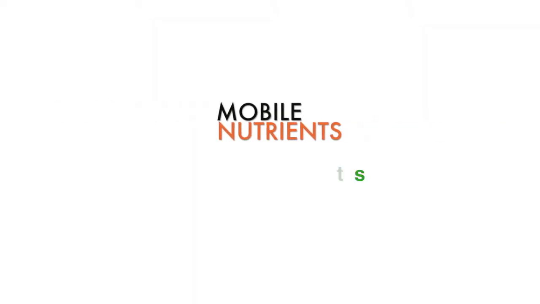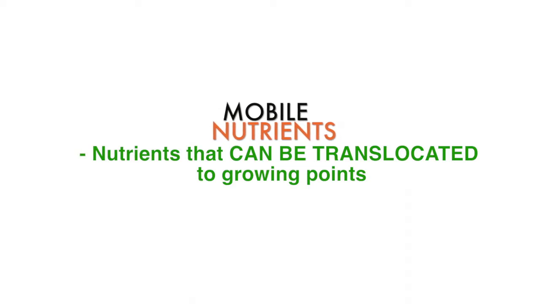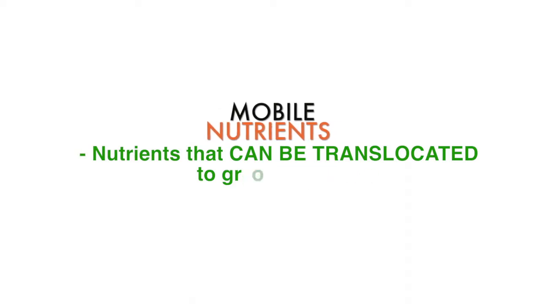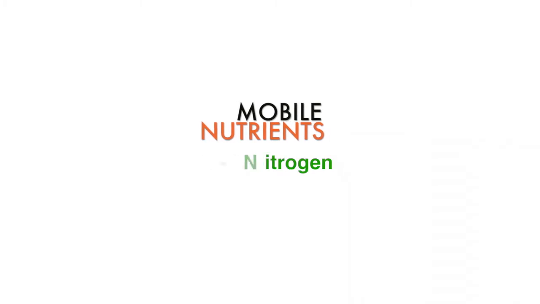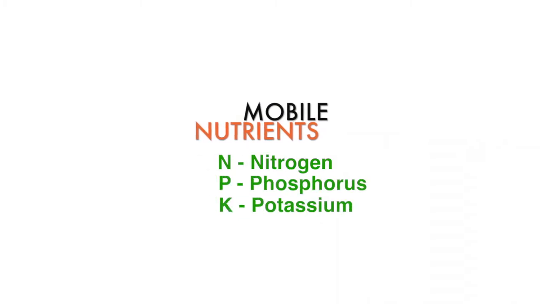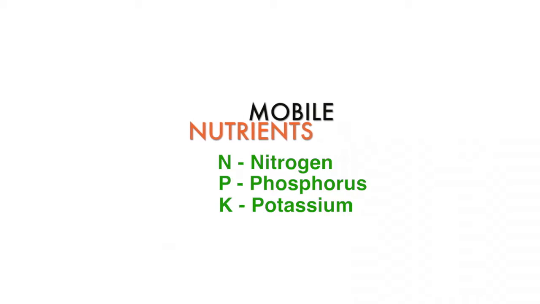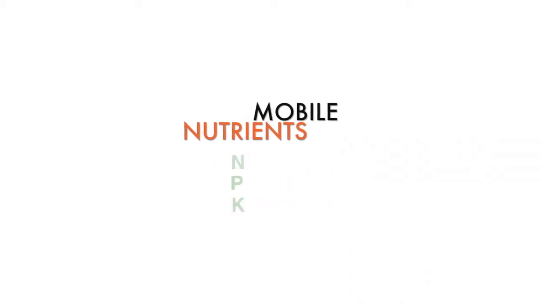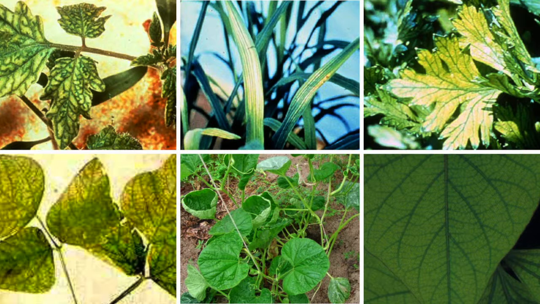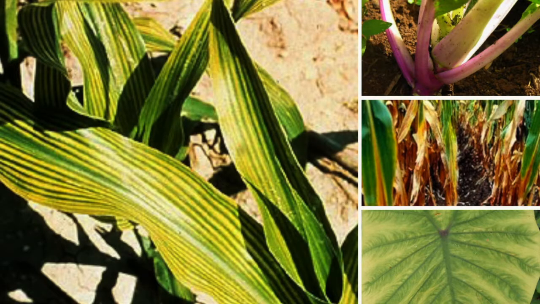Mobile nutrients are those nutrients that, once in the plants, can be translocated to growing points. Like nitrogen, phosphorus, and potassium, if not enough, they will move to growing points and deficiency symptoms will appear in the older leaves. The deficiency symptoms can be generalized in appearance on the whole leaves, like older leaves turning pale green and yellow, as in the case of nitrogen, or purplish discoloration, like phosphorus.